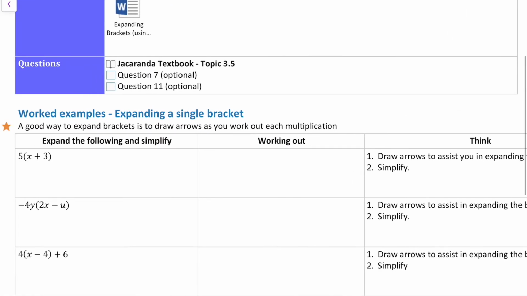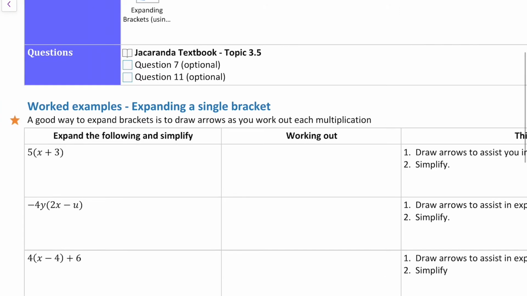So the first question is all around expanding a single bracket. And what I've said here is that a good way to expand a bracket is to draw arrows as you work out each multiplication. So let's take a look at the first question. So the first question says 5 times x plus 3. And what we need to do is expand it and then simplify it where we can.